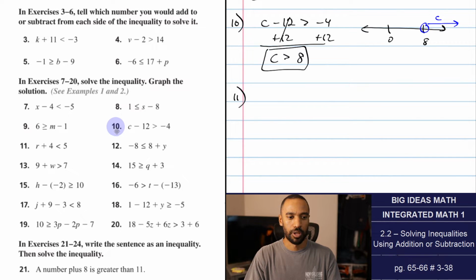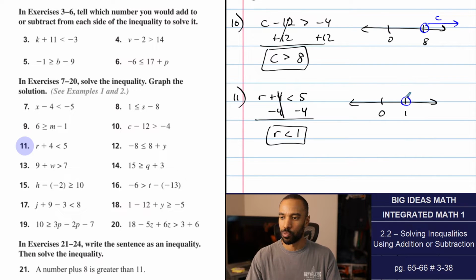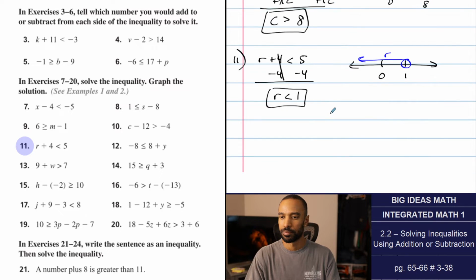Number 11, r plus 4 is less than 5. Get some subtraction now. So we will subtract 4 from both sides. And here we get r is less than 1. Zero is less than 1. So r includes 0. 0 plus 4 is less than 5. Number 12.